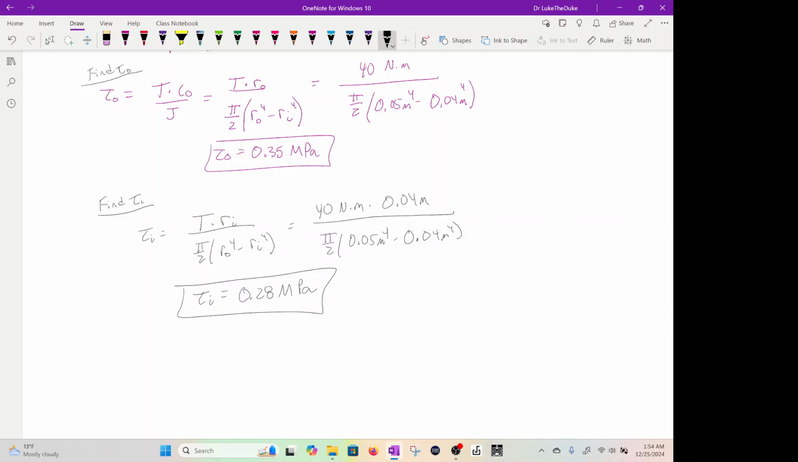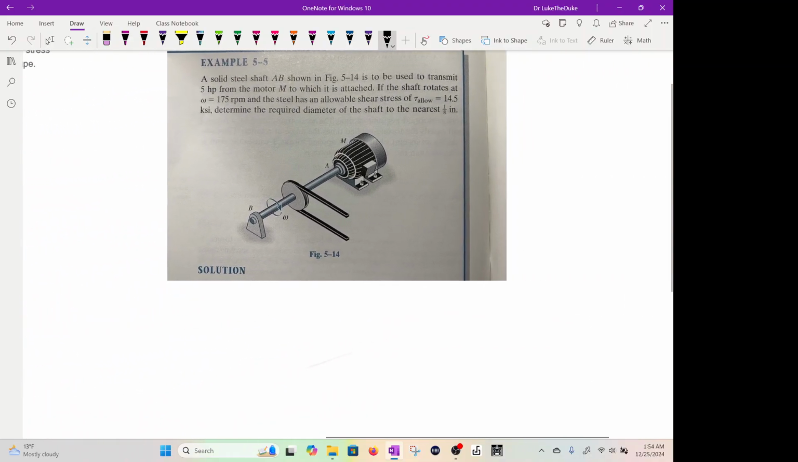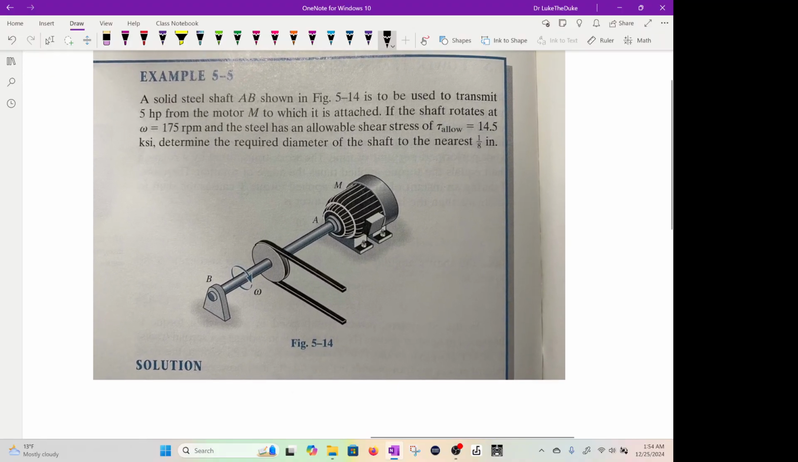All right, another example. Now let's look at this motor example. You have a solid steel shaft, AB, used to transmit 5 horsepower from the motor M, which is attached. If the shaft rotates at 175, I like to call this N, not omega, N, and the steel has an allowable shear stress of 14.5 KSI, determine the required diameter. All right, sweet.